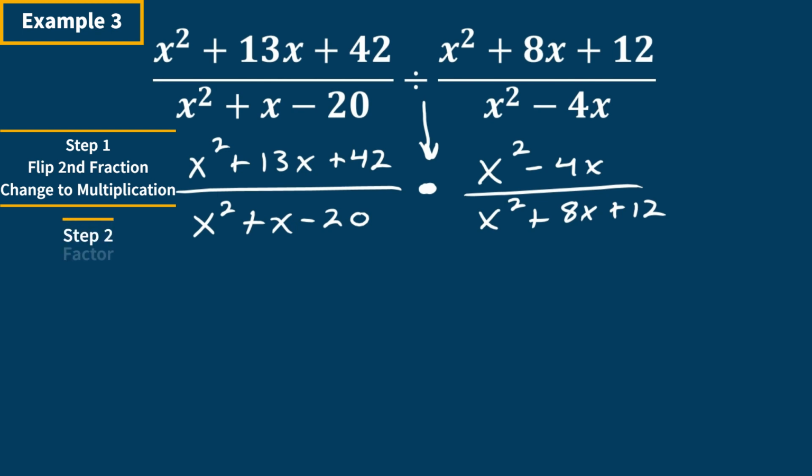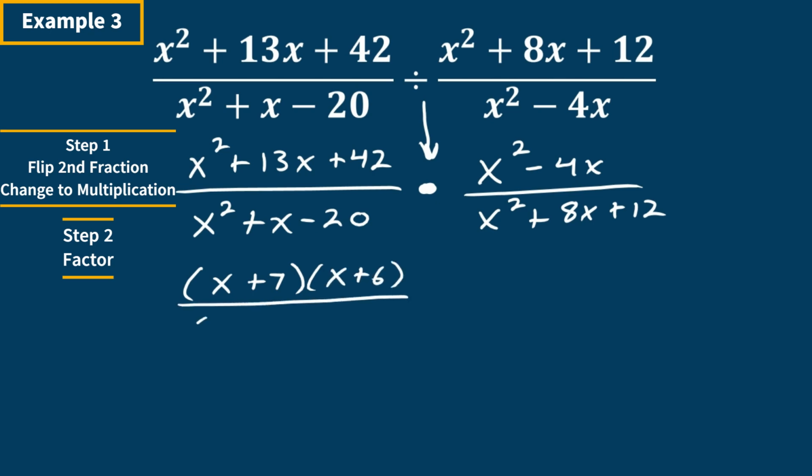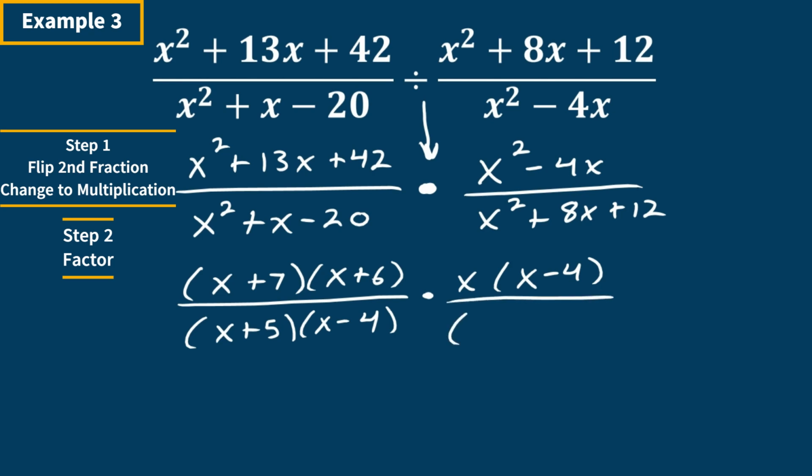Step 2 in this case is going to be to factor. So factoring the first numerator, we'll have x plus 7 and x plus 6. The bottom is going to be x plus 5 and x minus 4, multiplied by, and the numerator there, what we can do is factor out an x. We'll have x minus 4. And then the denominator, what we're going to have is x plus 6 and x plus 2.